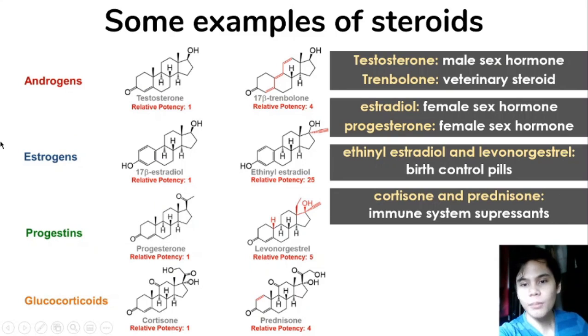So some examples of steroids: we have different sex hormones, your progesterone and your testosterone. We have your menstrual control pills, so you have your estradiol and levonorgestrel, and your immune system suppressants, your cortisol and prednisone. These are also your stress hormones. So again, very much related to how your body regulates itself using hormones.